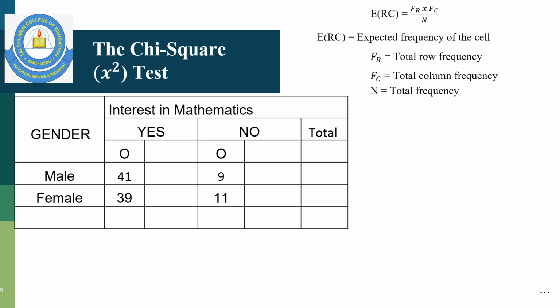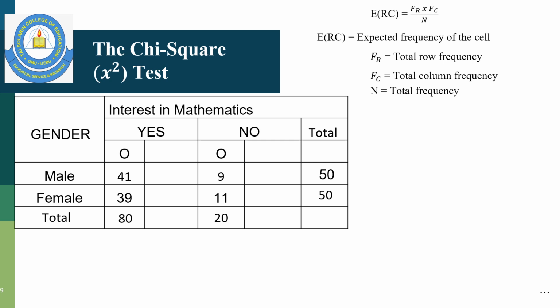So the total row frequency for male is 41 plus 9, which is 50, and the total row frequency for female is 39 plus 11, which is also 50. The total column frequency for yes is 41 plus 39, which gives us 80, and the total column frequency for no is 9 plus 11, which will give us 20.